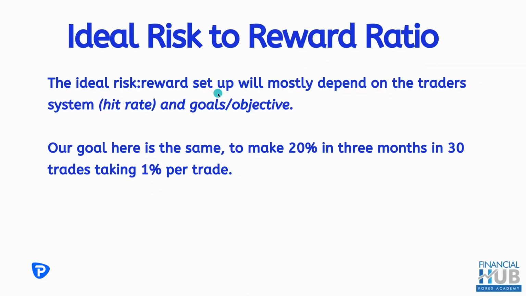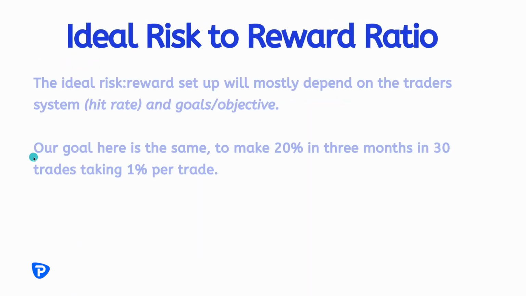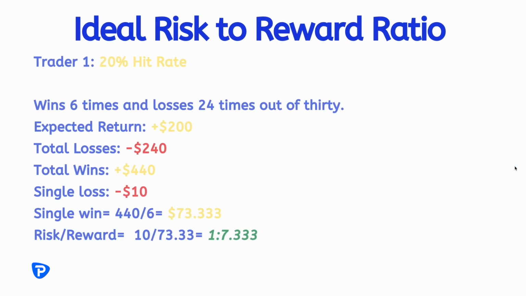So we'll start directly with trader 1, and remember we are trying to find the ideal risk reward ratio for the 20% hit rate. So the ideal risk reward setup will mostly depend on the trader's system, which is hit rate and objective. And our goal here is the same: to make 20% in 3 months in 30 trades by taking 1% risk per trade. So going swiftly into it.